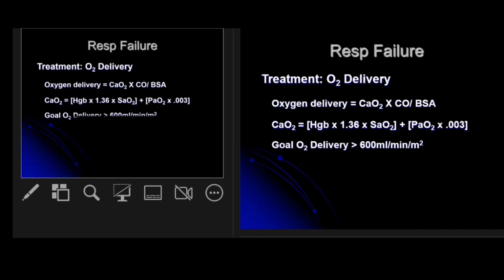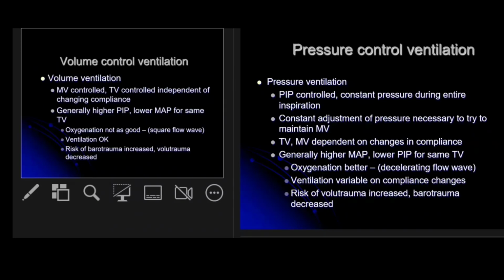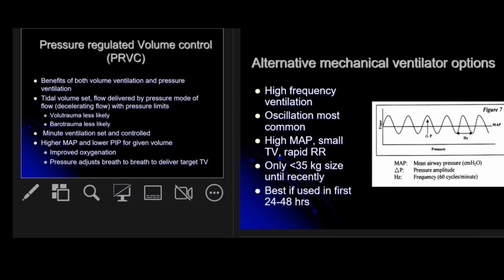Talked about oxygen delivery already. We've talked about consumption. We've really talked about volume control, pressure control. So PRVC is pressure regulated volume control. It's a volume control mode where you set a tidal volume, but it's delivered as a pressure control waveform. So it's a decelerating flow waveform.